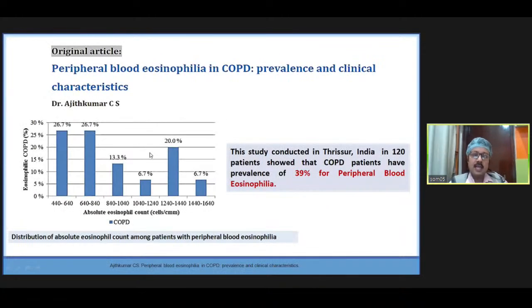Another important factor is peripheral blood eosinophilia in COPD. In different studies, it has been shown that around 35 to 40% of COPD patients have increased peripheral blood eosinophils. It is very important because peripheral eosinophilia determines the principle of treatment for this particular variant of COPD patients. So peripheral blood eosinophilia in COPD patients is also increasing, and the percentage is around 40%.